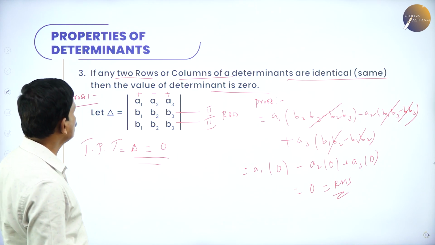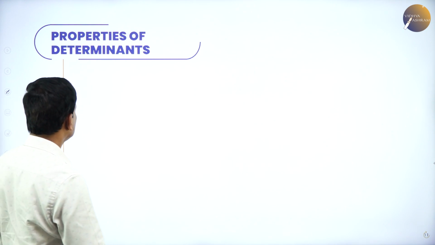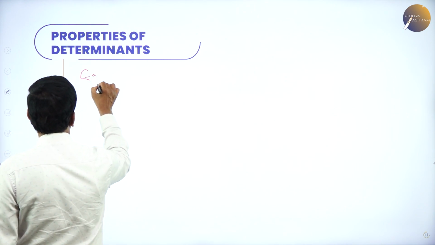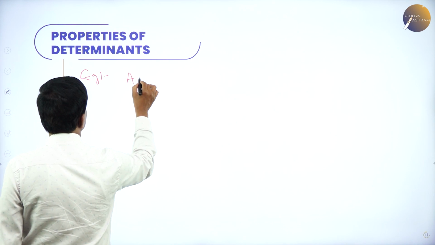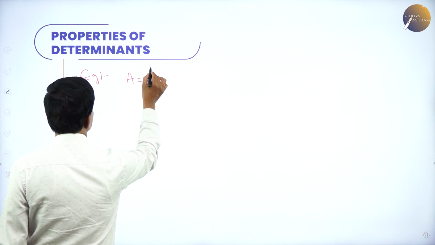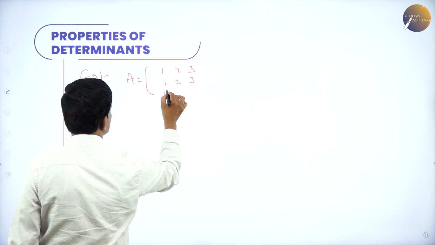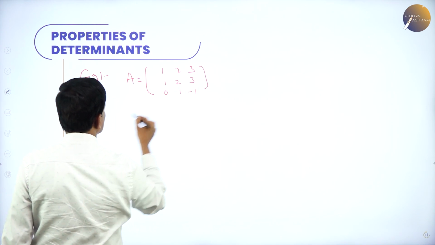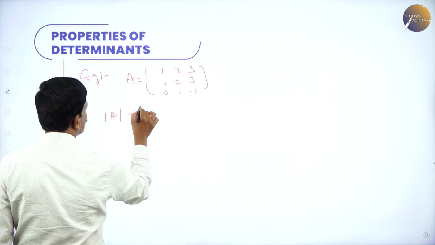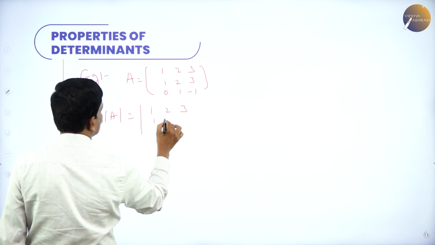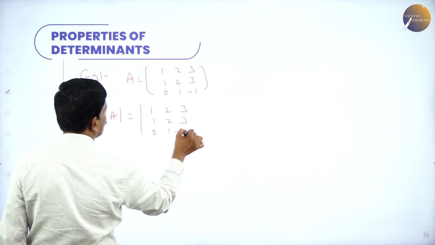Now let us take an example based on this. Let matrix A be equal to 1 2 3, 1 2 3, 0 1 minus 1. So the determinant of this is equal to the determinant 1 2 3, 1 2 3, 0 1 minus 1.